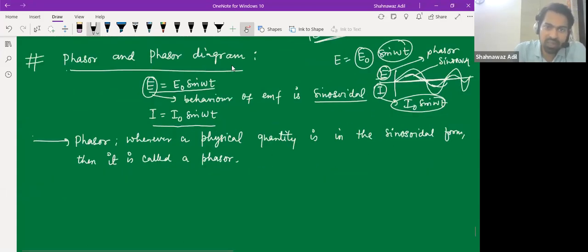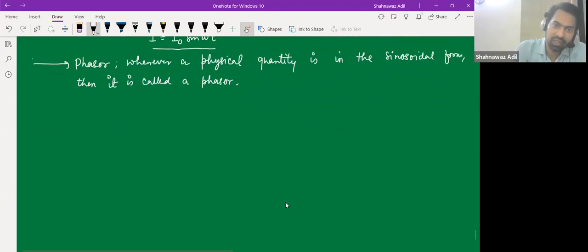In a phasor diagram, we represent the differences between two quantities, right? In our case, we will talk about the differences in the current and the EMF, right? So let's say you have a quantity, let's say you have this EMF, which is E naught sine of omega t.